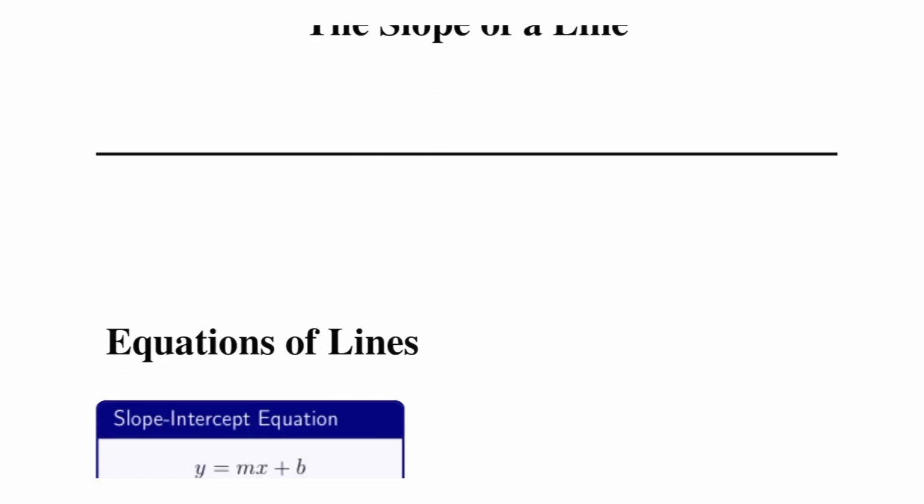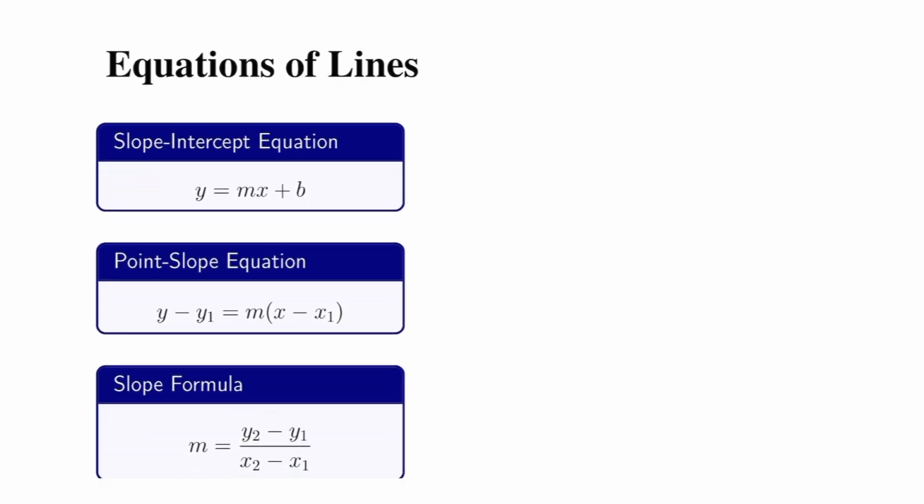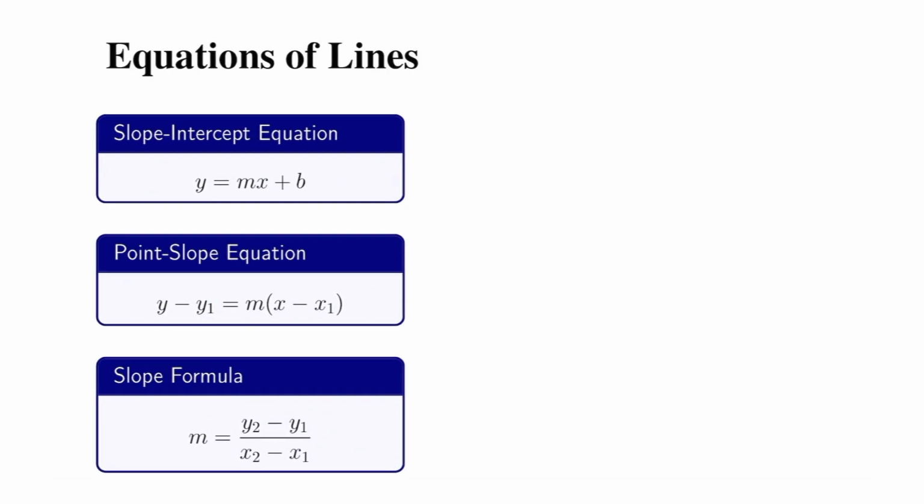Welcome everyone. In this lesson we're going to be looking at lines and specifically equations for lines and the formula for the slope of a line. So let's get to it. Let's start with the three main equations we're going to be using here. And let's go through each of these and see what makes up the equation.